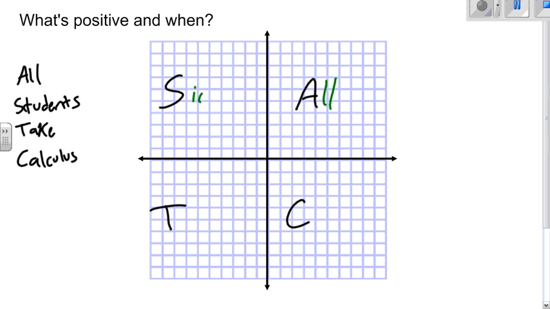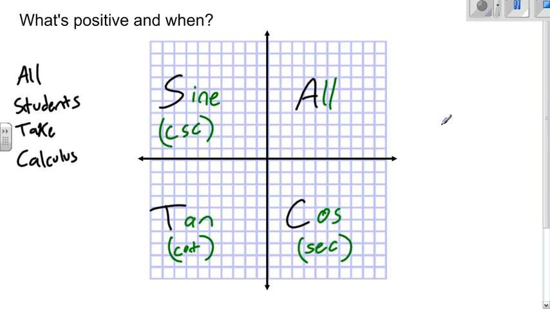In quadrant 2, it's just sine. In quadrant 3 is just tangent. And in quadrant 4, cosine is positive. Everything else is negative. Now, if sine is positive, so is cosecant. If tangent is positive, so is cotangent. If cosine is positive, so is secant. But those kind of go without saying.